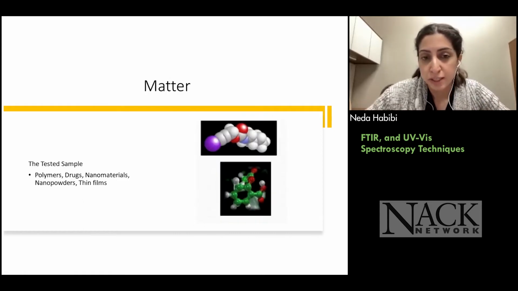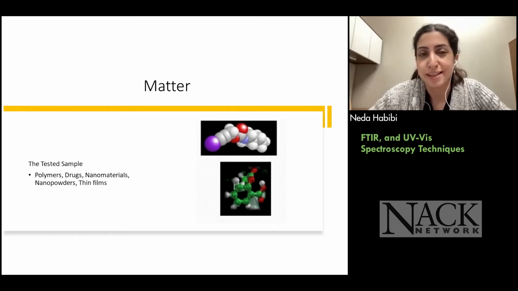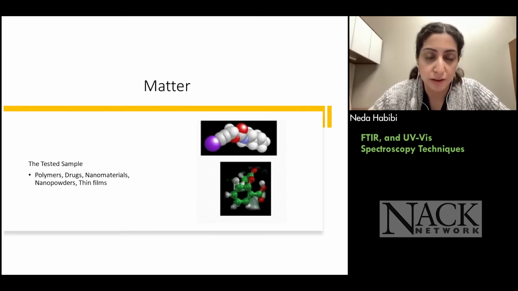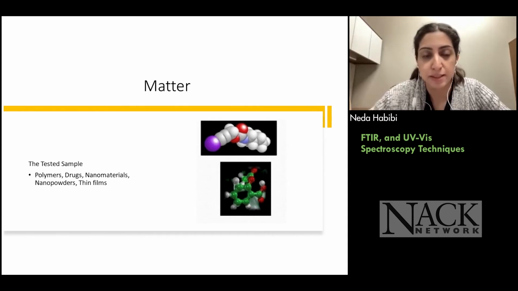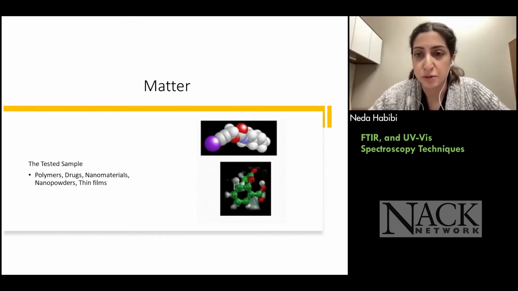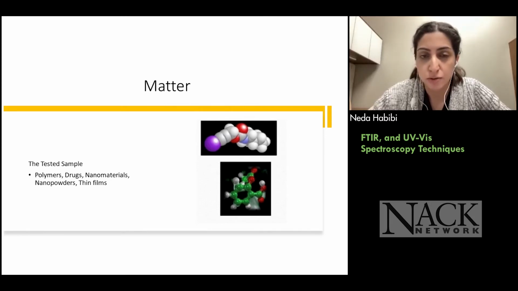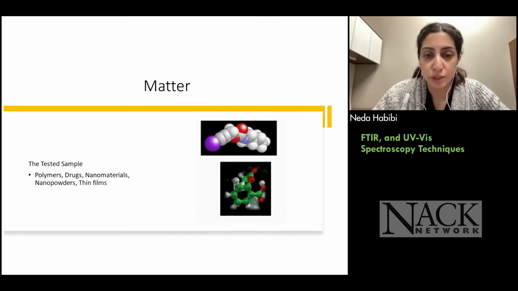So the material that you use for testing, as I said, FTIR is used by chemists, it's used by physicists. A wide range of materials can be used for testing with FTIR. If you're a chemist, your material could be polymers, drugs, paints, pigments. If you're a nanotechnologist, your test sample could be powders, nanomaterials. And you can also use FTIR for characterizing thin films. So a wide range of materials can be used for testing with FTIR.